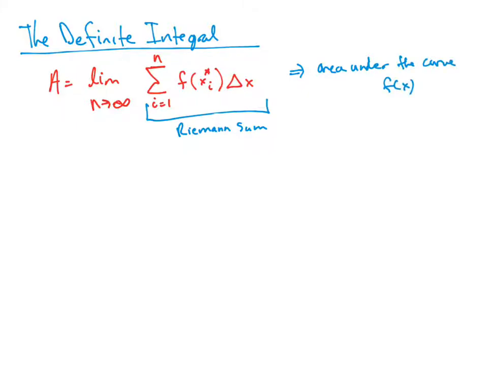of f of x. Okay, so the problem with using this equation to find the area is that it's only going to work when f of x is continuous and non-negative. And by non-negative, we just mean the function has to be above the x-axis for this to work. So we need something that will work for any function, even if it's not continuous, and even if it is negative. So that's what the definite integral is going to do for us here.